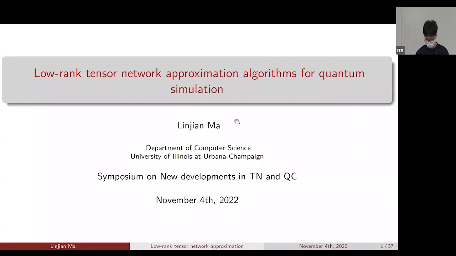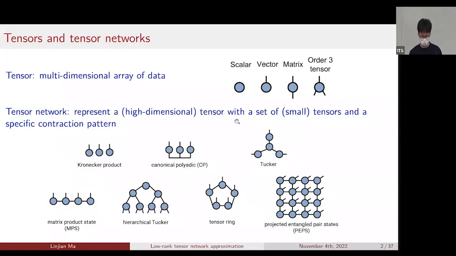So a tensor is a multidimensional array of data, and in this presentation, I'll widely use tensor diagrams to represent different algorithms and tensor networks. A tensor network represents a high-dimensional tensor with a set of small tensors and a specific contraction pattern. Here I show some widely used ones. The first one is called a Kronecker product, and you can think of this one as a rank 1 tensor. Basically, there's no dimension connecting any vectors in this product.